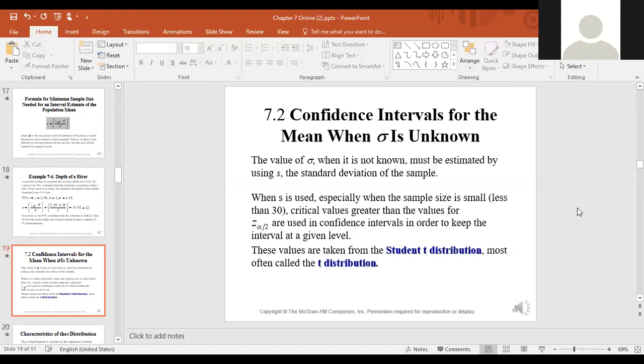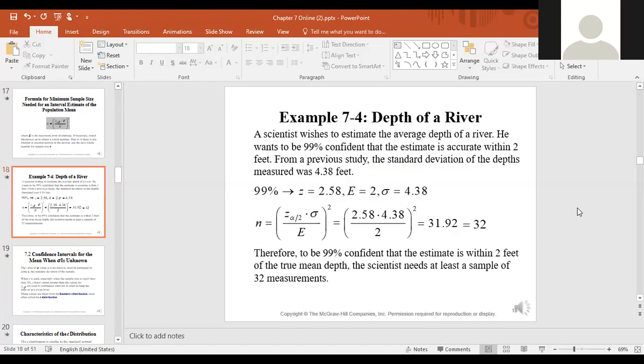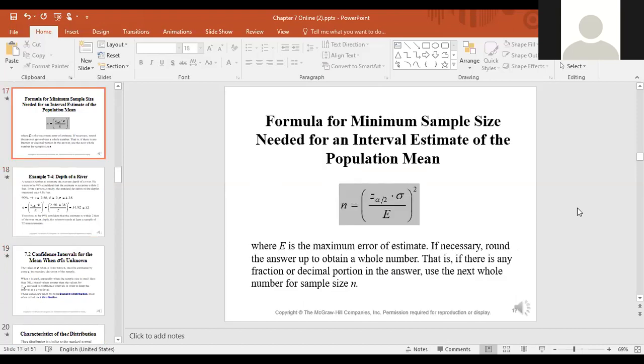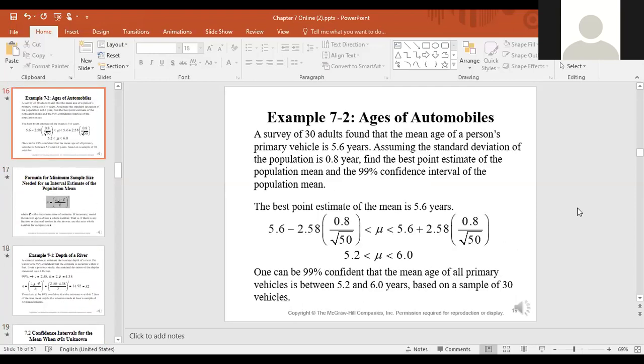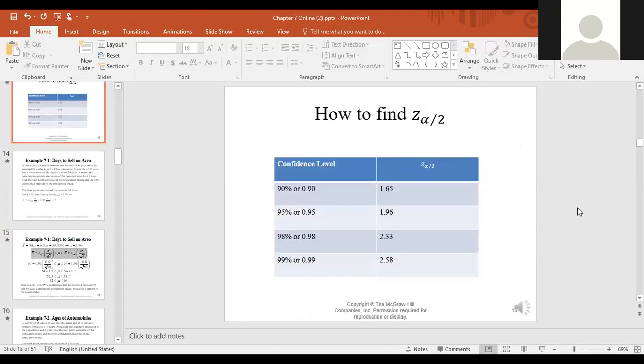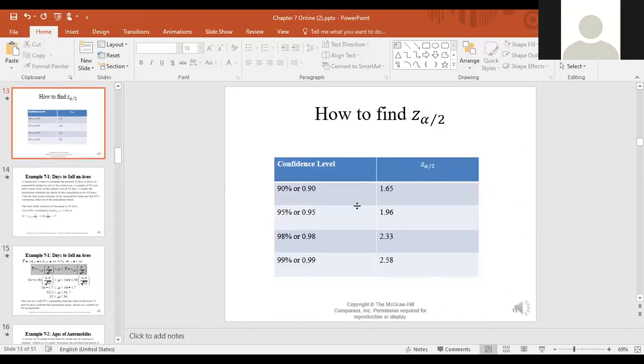I have no idea where you are getting the Z, E, or Z alpha over 2. I don't know how you're getting that. The Z alpha over 2 is the critical value. Can you see here? Confidence level 90%, Z is 1.65. 95%, Z is 1.96. 98%, Z is 2.33. 99%, like in this case, Z is 2.58.